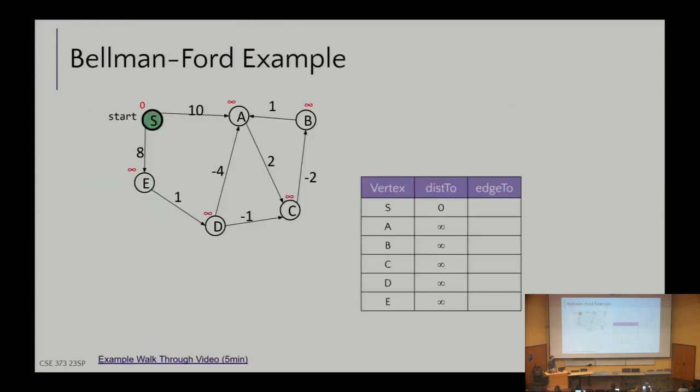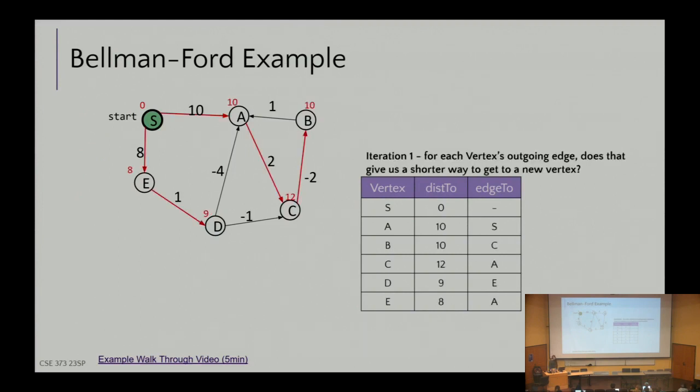So here we have a graph. The way that we are going to do this is we do iteration 1 where we go vertex by vertex. We're going to start at source, and look at its outgoing edges, and we're going to say, oh, look, here's a 10 to A and 8 to E. So we're going to update. Source, of course, has a distance 0. A and E get the initial 10.